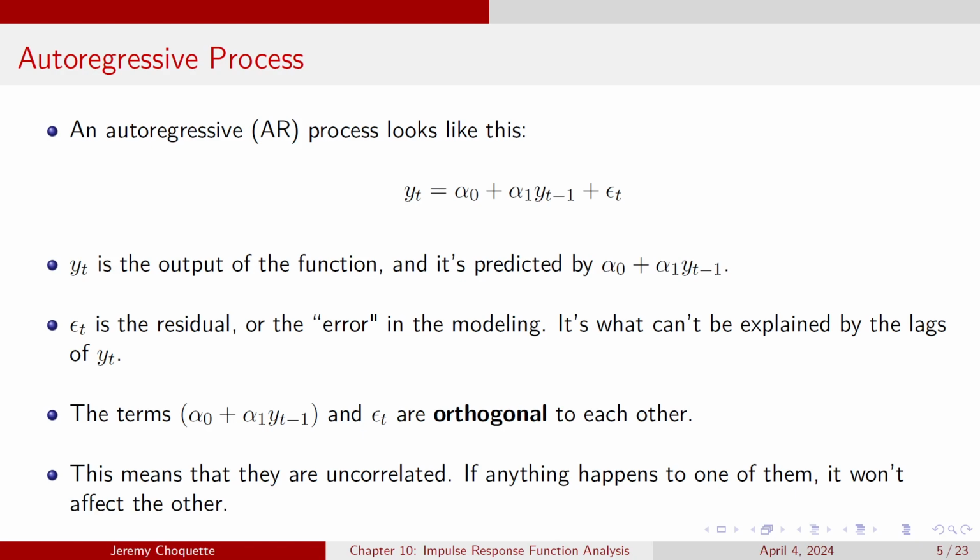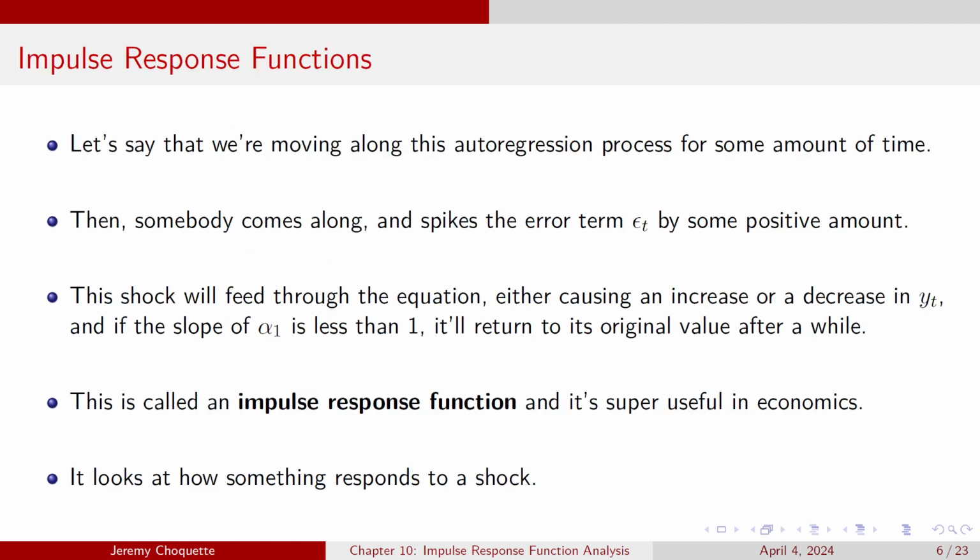Now, the first two terms, that α0 plus α1 times y_{t-1}, and that term ε_t, are what's known as orthogonal, meaning they're uncorrelated. So if something were to happen to one of them, it's not going to affect the other at all. It's actually one of the benefits of using this type of estimation that the regressors and the residual term are uncorrelated with one another. It's something very nice that we'll be exploiting a little bit when we generalize this AR process to multiple variables.